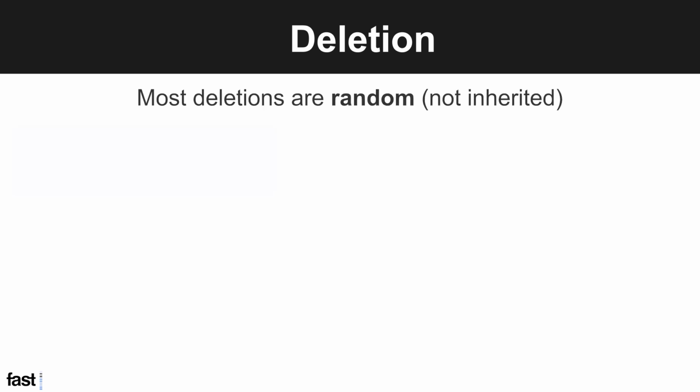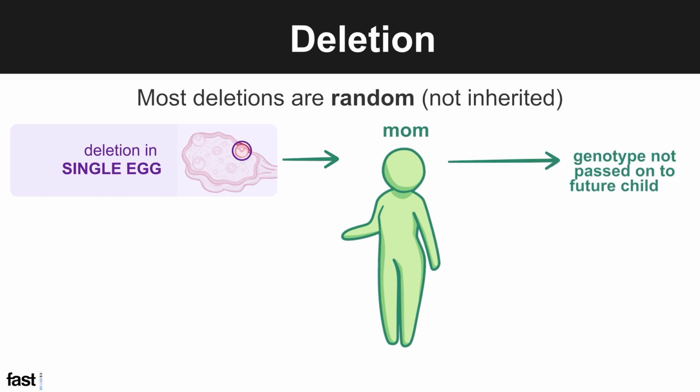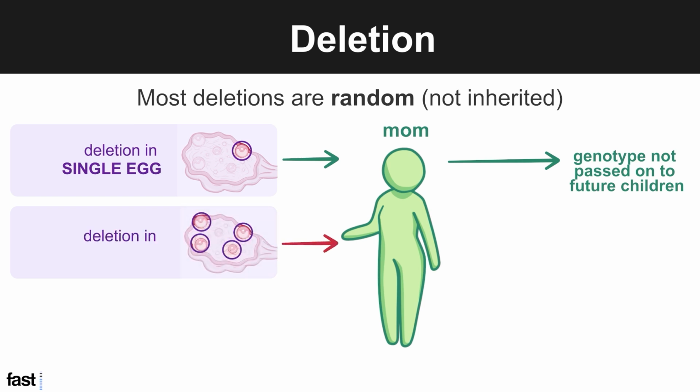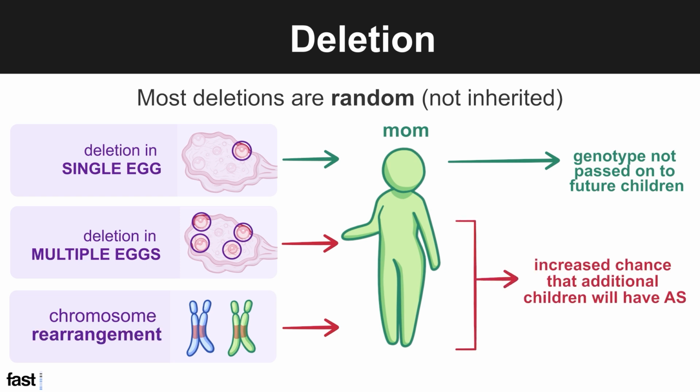In most individuals, the deletion of UBE3A and the surrounding genes is a random event and not inherited from a parent. This deletion can occur in only one egg when the mother's eggs were developing, which happens before the mother is even born. When this happens, the genotype is not passed on to future family members. In rare cases, deletion of UBE3A may occur in more than one egg or may be due to a chromosomal rearrangement, which can increase the chance that additional children will have deletion AS.